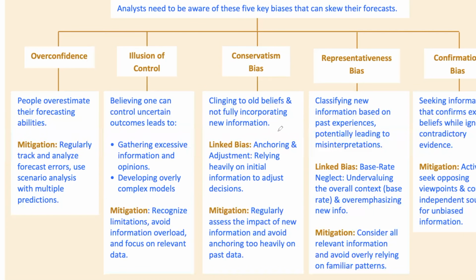Let's say you're analyzing a retail company and you see new data showing a big shift towards e-commerce. But you stick to your old forecast that assumes steady foot traffic in brick and mortar stores. You're stuck in the past, buddy, and you're missing the boat. To counter conservatism bias, you should actively seek out new data and challenge your assumptions. Make it a habit to ask, does this new info change anything? Don't be afraid to pivot if the situation calls for it.